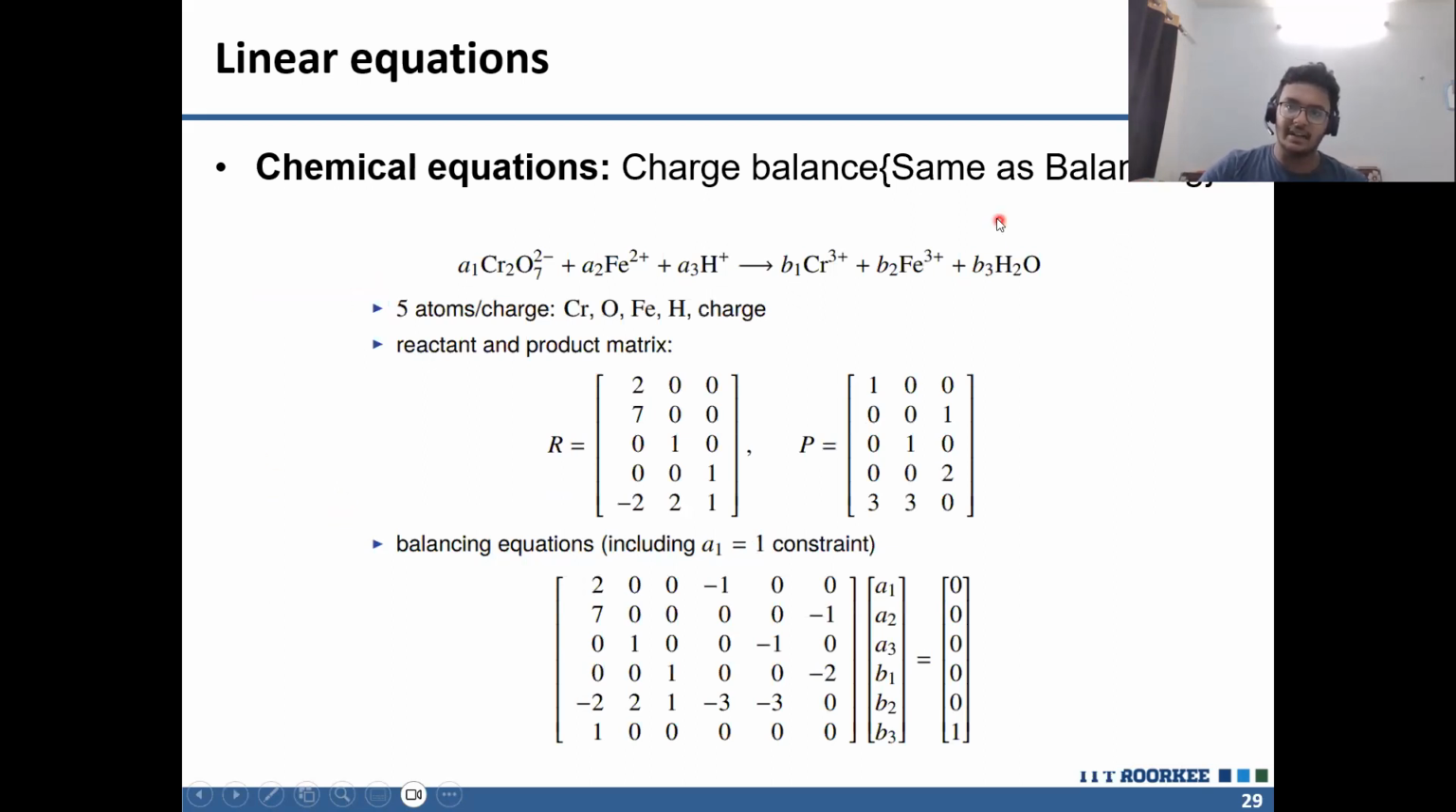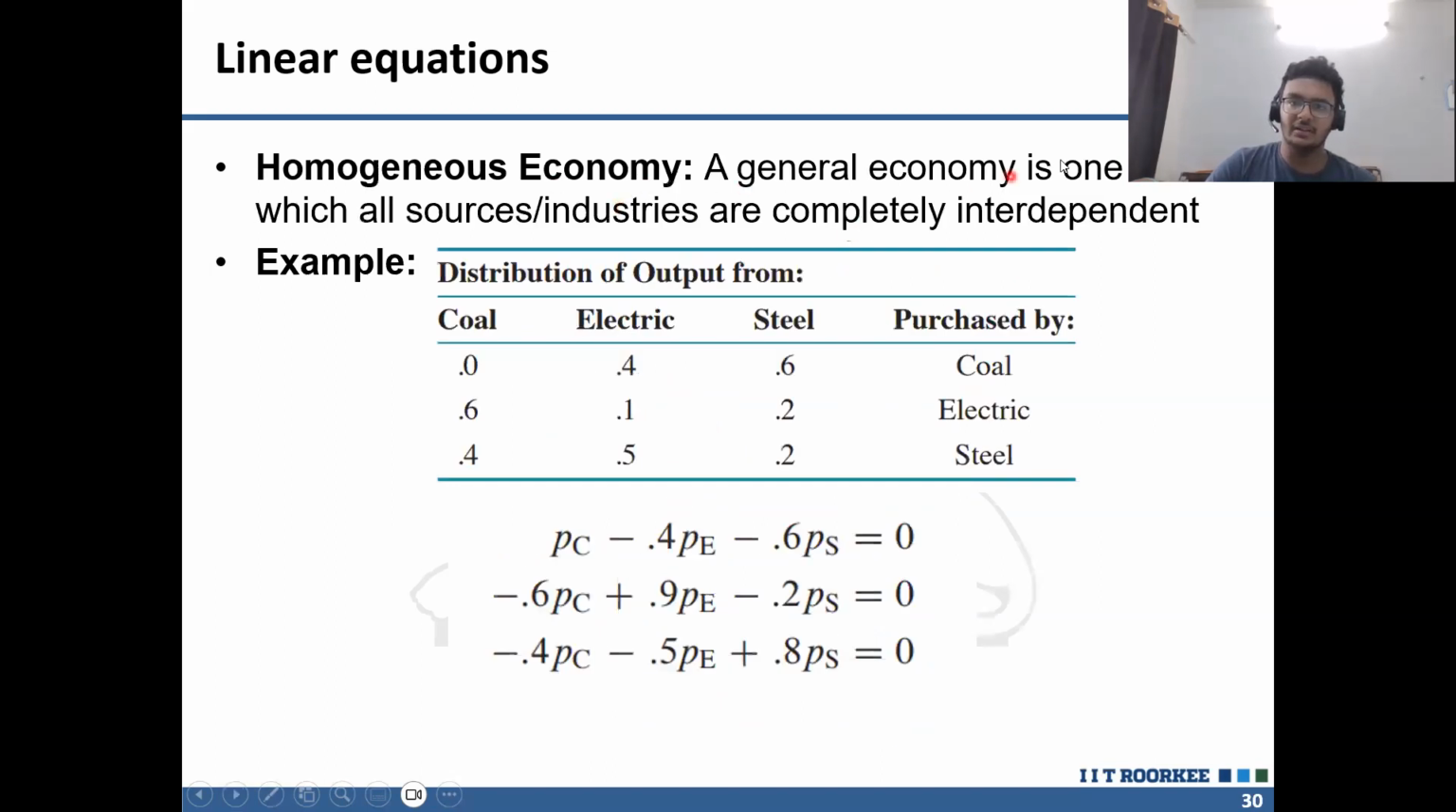Now if we are using charge balance, it is similar to how we discussed the previous balancing. For example, here we are considering two elements of chromium, two elements of oxygen and a minus two charge, and then Fe2+ has a plus 2 charge, and H+ is here. Similarly, these are the products formed. So (R minus P) into A equals 0. If we calculate this using the null space calculation, we get A1, A2, A3, B1, B2, B3, which is the balanced chemical reaction.